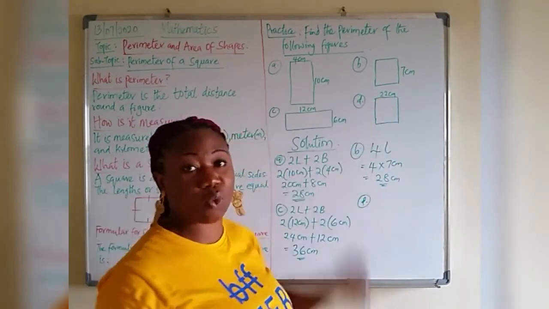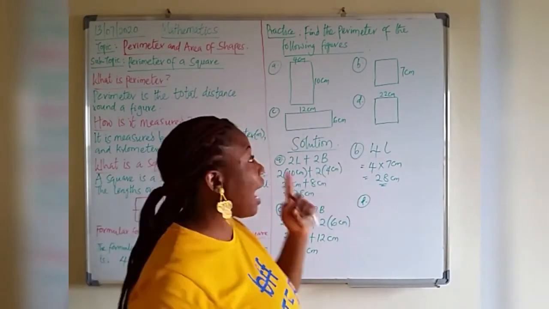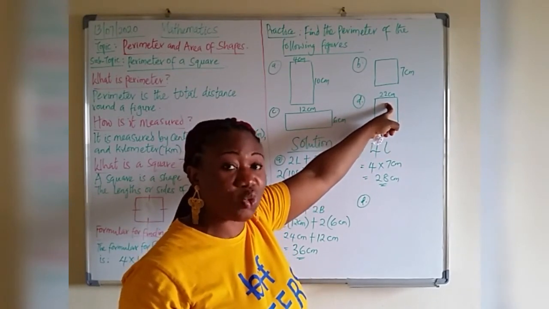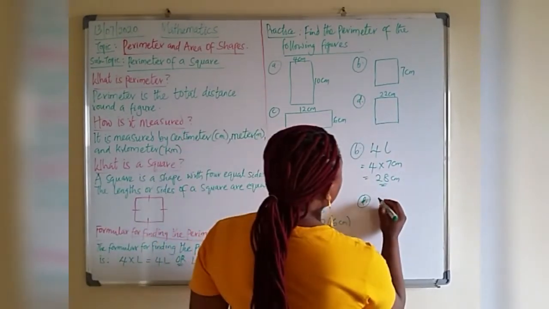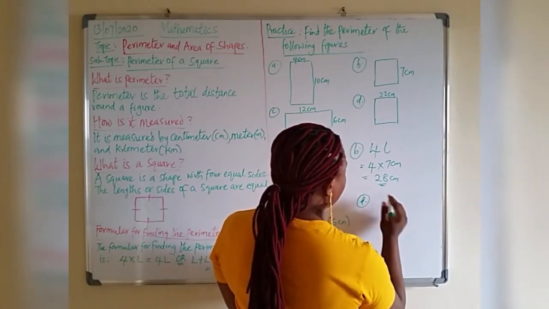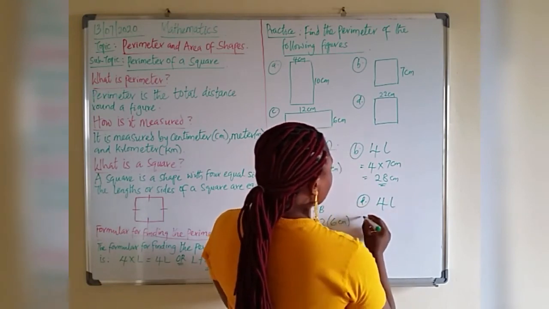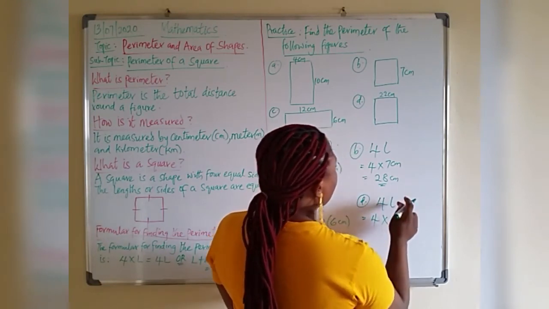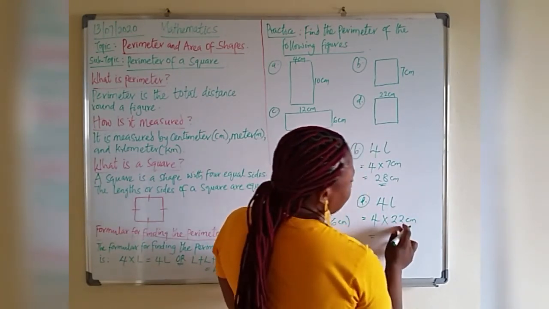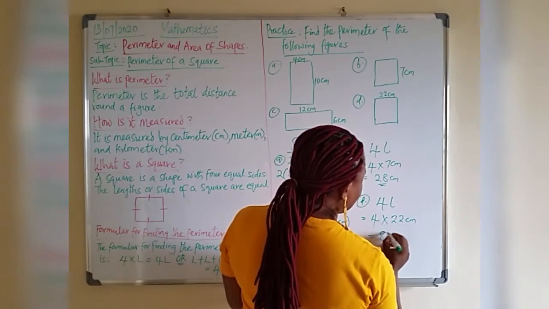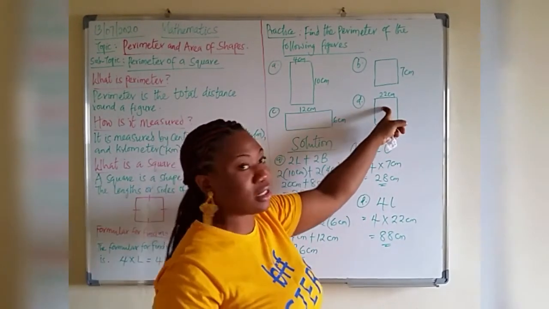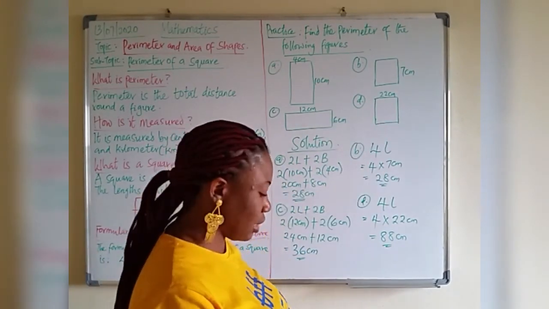The fourth one is also a square. The figure here is a square. And the length of this square is 22 centimeters. And we are told that all sides of the square are equal. If all sides of the square are equal, we have 4L. I need to write it properly. 4L. So we have 4 times length being 22 centimeters. Therefore, 4 times 22 will give you what? 88 centimeters. Thus, the perimeter to this particular figure is 88 centimeters.